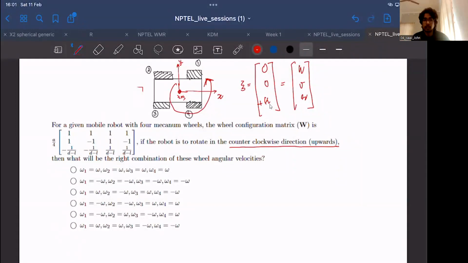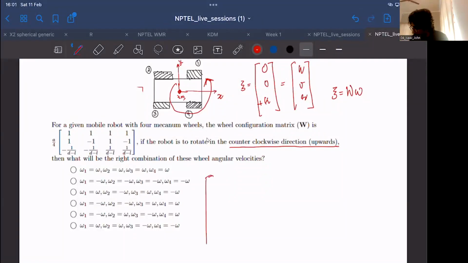And how is this zeta vector related to the angular velocities? Zeta is related to the angular velocities using this relation: zeta would be W times omega, where W is the wheel configuration matrix. And we have also been provided with the wheel configuration matrix. We have been given options 1 to 5, so we'll try out each of these options.